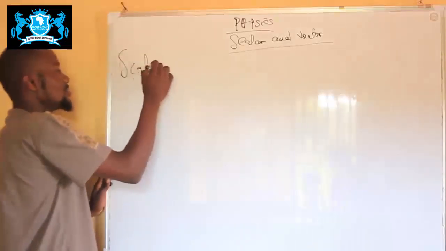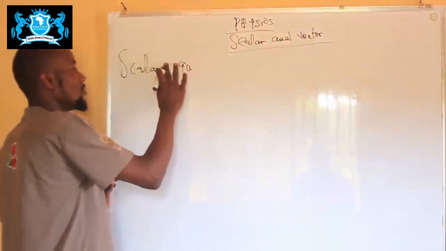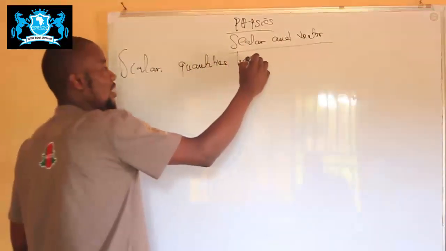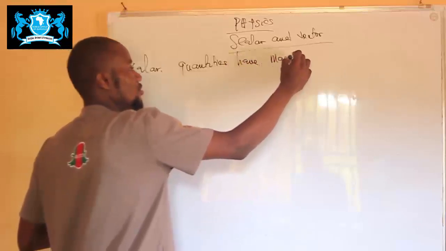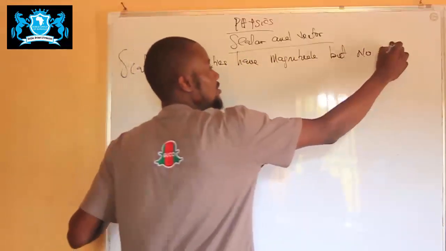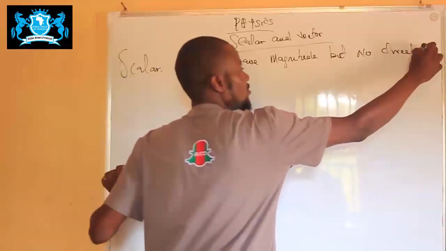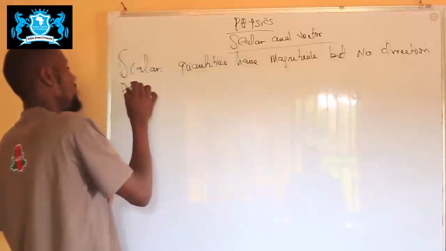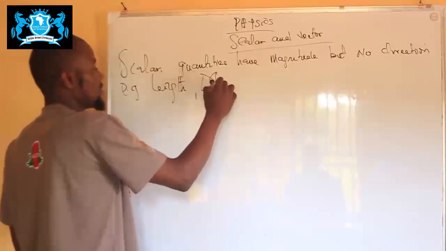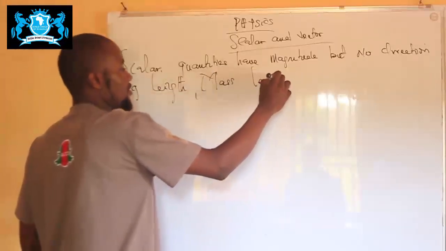Scalar quantities have magnitude but no direction. We have examples of them: length, mass, and temperature.